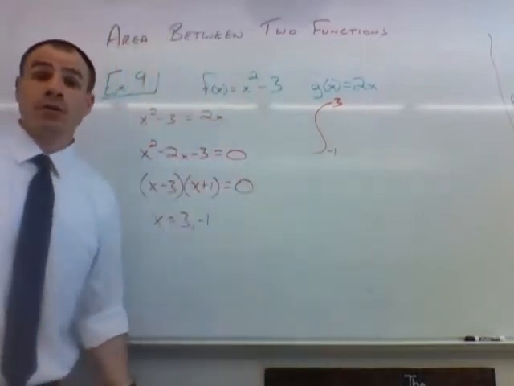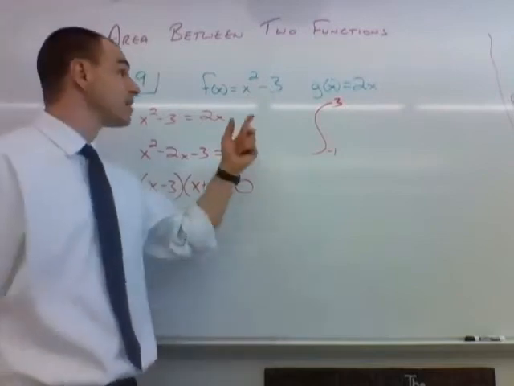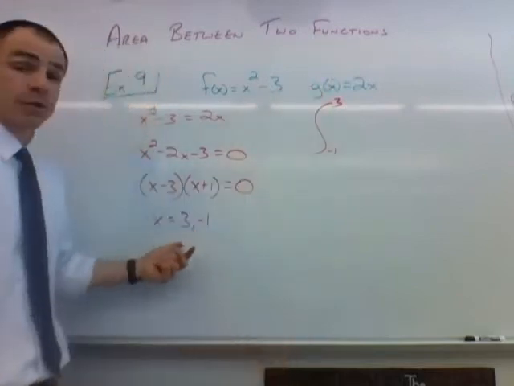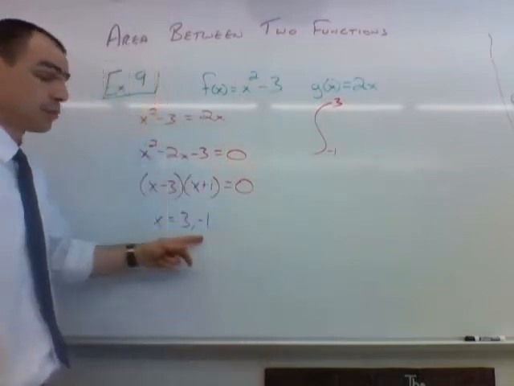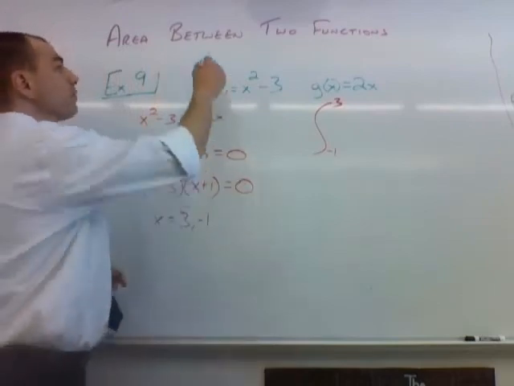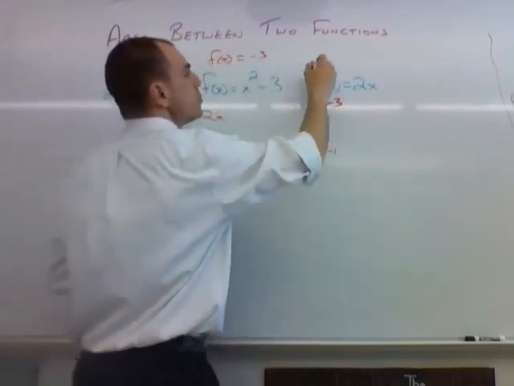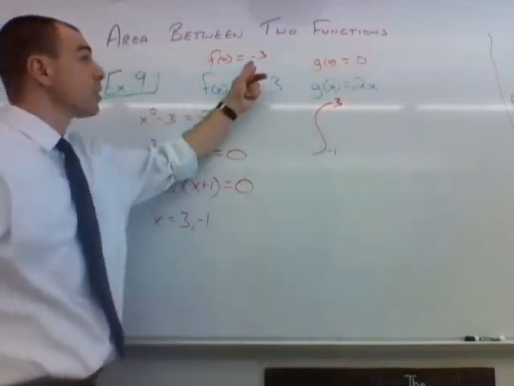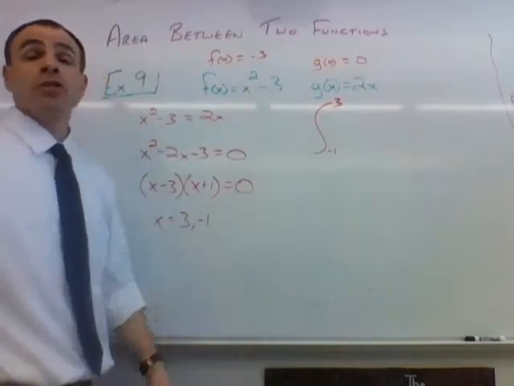Next up, we have to figure out which function goes first. So we have to pick a number in between negative 1 and 3 and plug it into both f and g. I think the easiest number in between negative 1 and 3 would probably be 0, but you can obviously pick whatever number you want as long as it's in between those two values. So if we find f of 0, that's going to be negative 3. If we find g of 0, that's going to be 0. 0 is larger than negative 3, so that means g is larger than f, so g should go first.